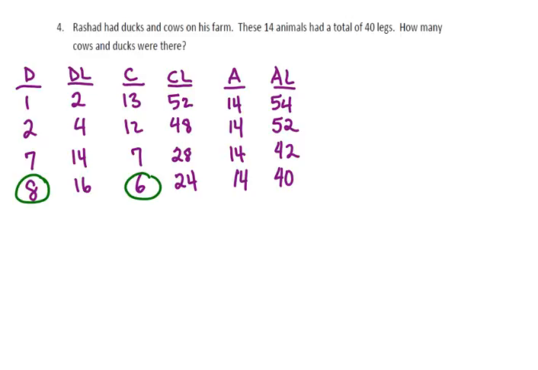Again, you could have set up the columns in a different way. You could have started with different guesses. You could have jumped in different increments. But this is a way of doing this without using an algebraic method.